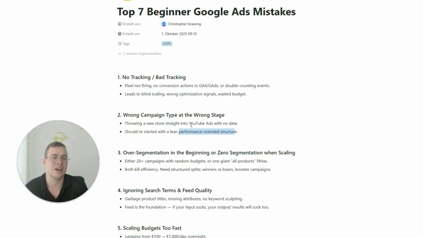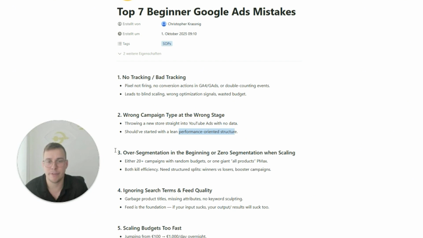And not, for example, start out with YouTube ads right from the start. Obviously, YouTube ads are great, they can work, but they are usually something that makes sense for bigger accounts that have some good spend already and also some data as well. Otherwise, you can burn a lot of budget for the start.